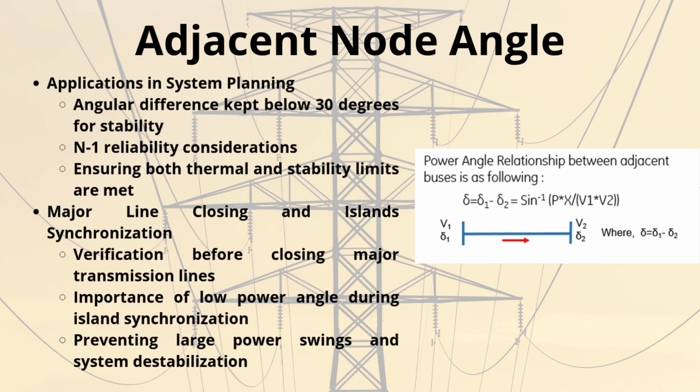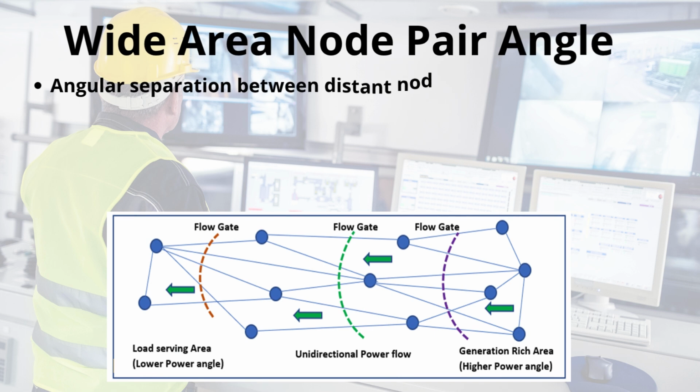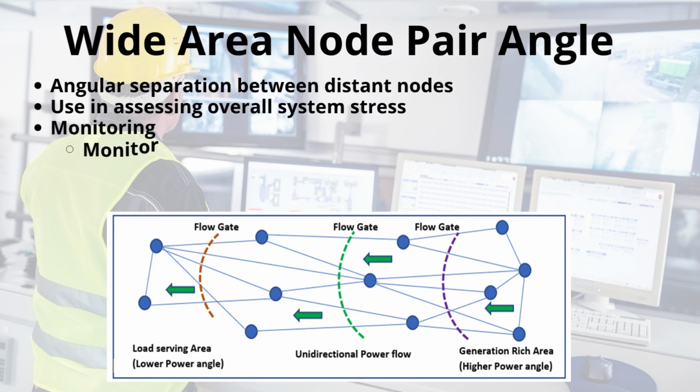It's about meeting both thermal limits, how much current a line can carry, and stability limits, how much angle it can sustain. Got it. Adjacent nodes equals local stability. Synchronizing torque, keeping things below 30 degrees is good. What about the other type, wide area node pair angle? Right. This is looking at the angular separation between nodes that are much farther apart, maybe geographically or just electrically distant, across different control areas perhaps.